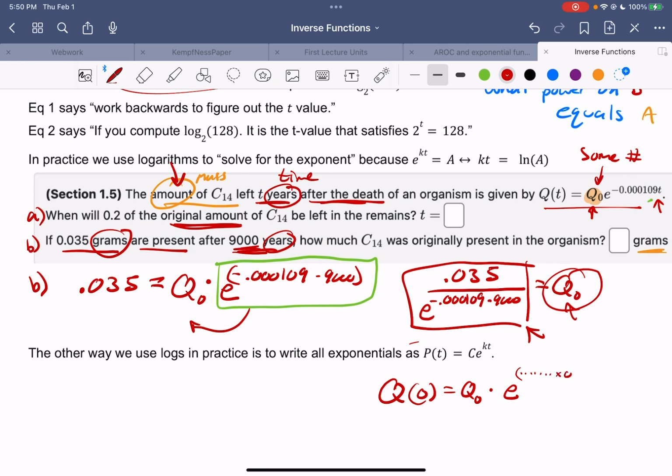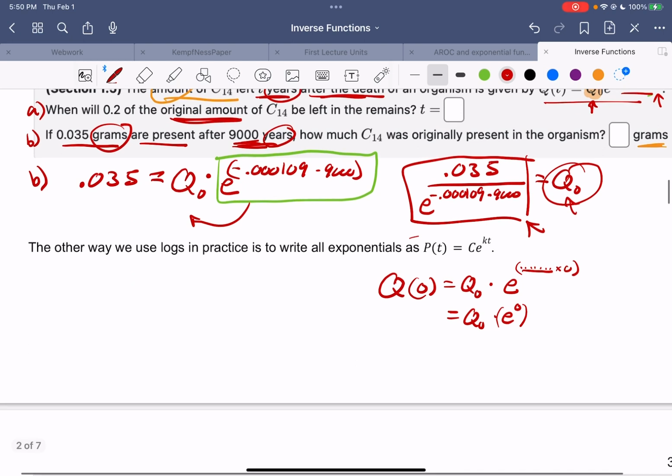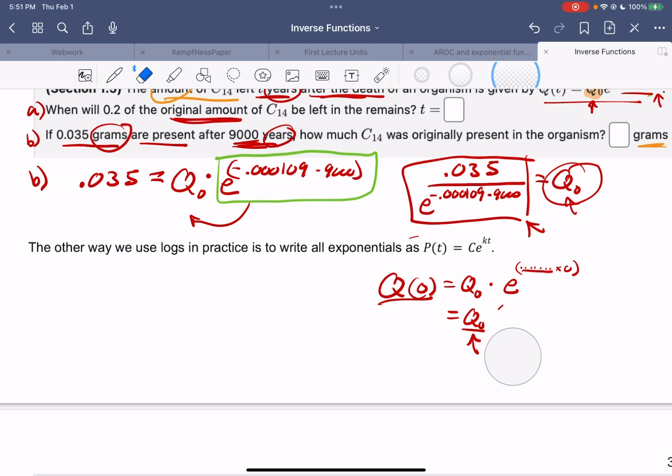0.000 times 0. And this number, if you multiply by 0, it's just 0. So that's Q naught times e to the 0. And now, if you know one thing about exponents, I actually want you to know like 3 things about exponents, but if you know one thing, you need to know that something to the 0 is 1. This number right here is 1. So what is Q at time 0? It's Q0. That's why we call it Q0. It's what you get when you plug in t equal to 0.